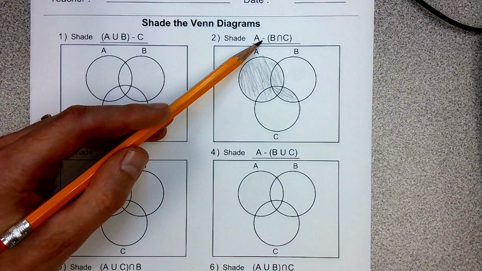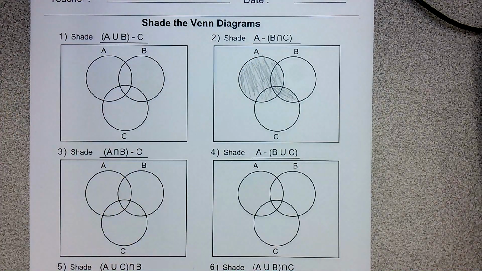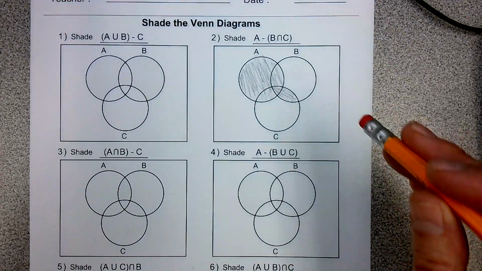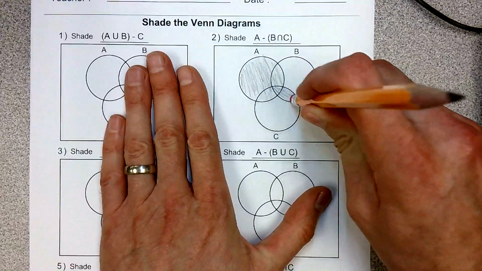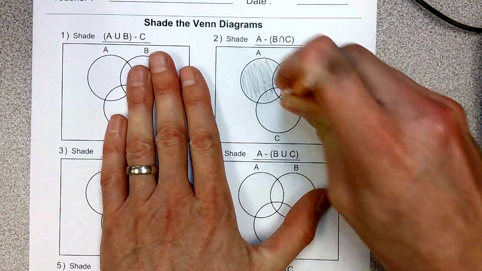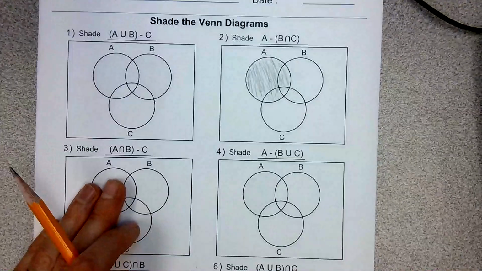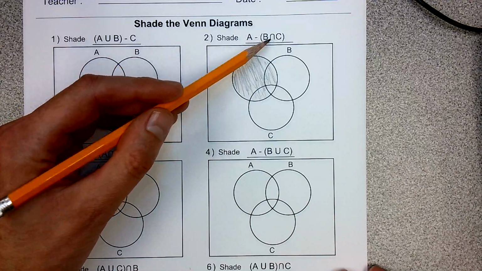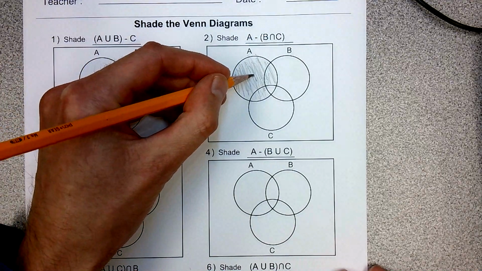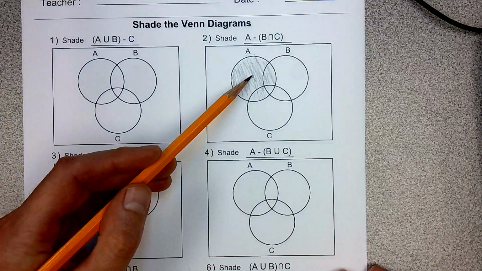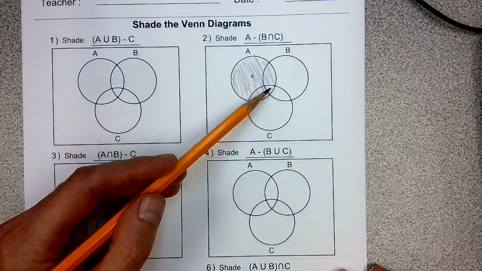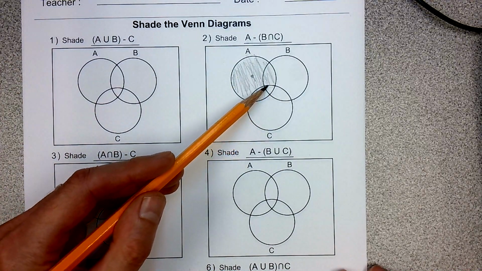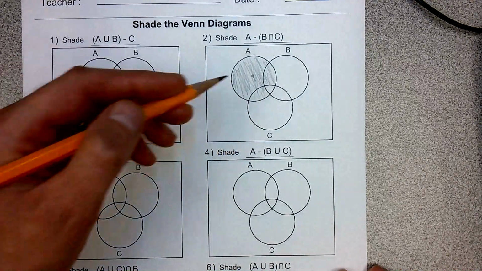But then I'm going to subtract, I'm going to take out what's in the intersection of B and C. Well, if I subtract the intersection of B and C, we're left with this. So I've got all of A, what's in A, but not in the intersection of B and C. This dot right there that I made, that's in A, and it's not in the intersection of B and C. So that works.